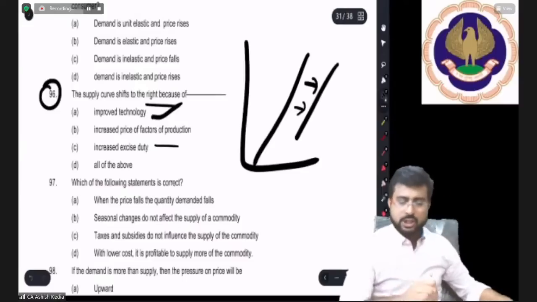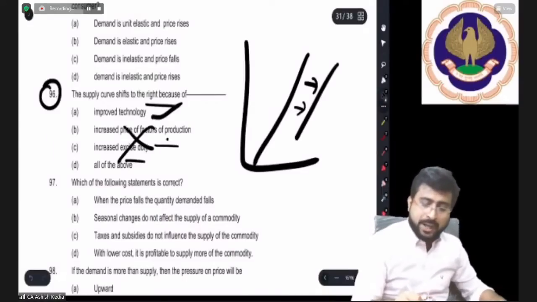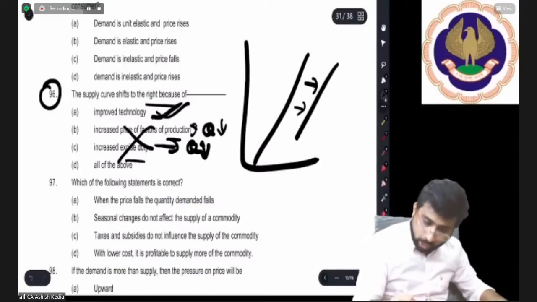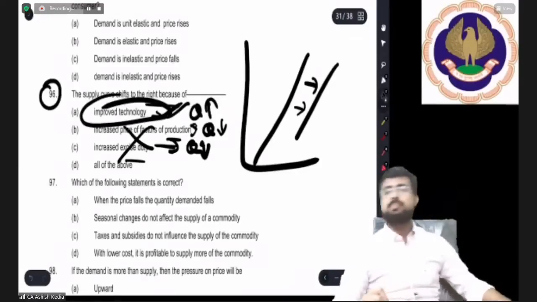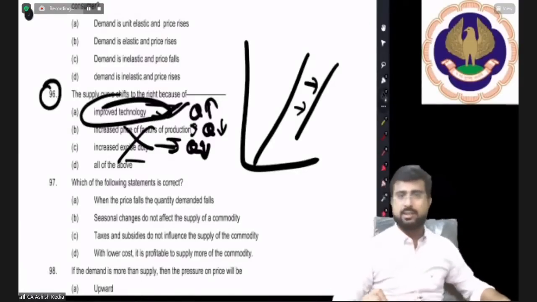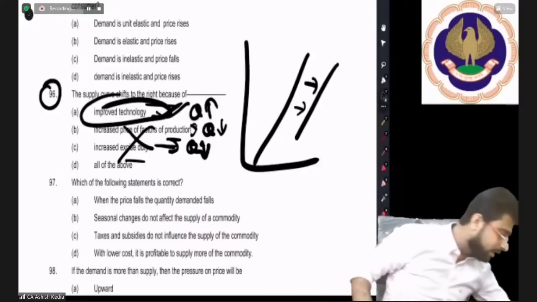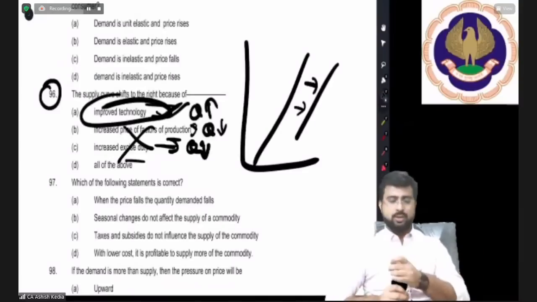increase price of factors of production, increase excise duty. Oh my god, no. If the price of factor of production rises, quantity supplied will fall. If excise duty rises, quantity supplied will fall. Technology improves, quantity supplied will rise. And so improved technology is bang on correct. Absolutely, improved technology is absolutely correct, friends. Very good.